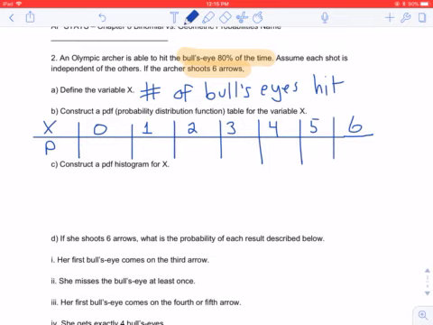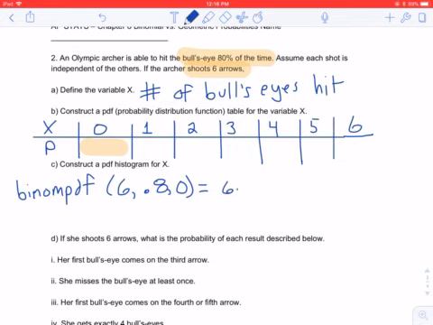Okay, so I want to calculate the probability of hitting the bullseye 0 times first. So I'm going to use my binom PDF function, because remember, order doesn't matter here. If order did matter, then I could use geometric probability. So I punch it in. I'm going to do binom PDF. I want 6 trials, there's a 0.8 probability, and I'm looking at the probability of hitting it 0 times. When I get that, I'm going to get a really small value. It's going to be 6.4 times 10 to the negative 5th power.